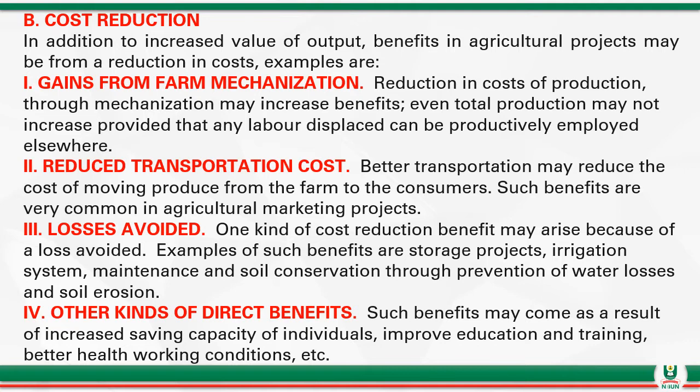Looking at cost reduction, B, that is cost reduction. In addition to an increase in the value of outputs, benefit in agricultural projects may come from a reduction in cost. For example, we have gains from farm mechanization. Reduction in the cost of production through mechanization may increase benefit. Total production may not increase, provided that any labor displaced can be productively employed elsewhere.